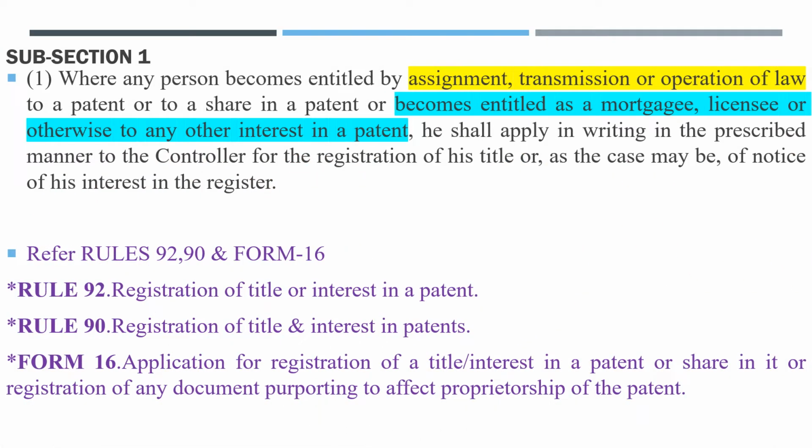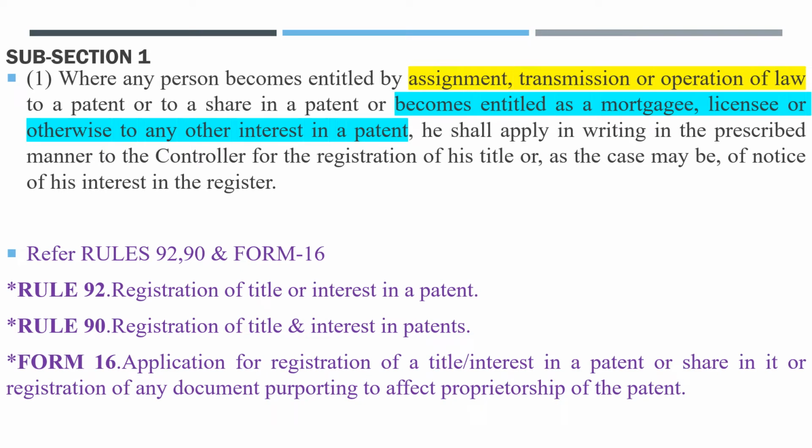Subsection 1 says, where any person becomes entitled by assignment, transmission or operation of law to a patent or to a share in a patent, or becomes entitled as a mortgagee, licensee or otherwise to any other interest in a patent, he shall apply in writing in the prescribed manner to the controller for the registration of his title, or as the case may be, of notice of his interest in the register.